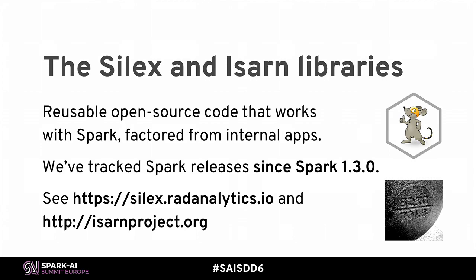So the two libraries that we're going to talk about today are the Silex and Isarn libraries. These are libraries we've developed. They're reusable open source code that we've mostly factored from internal applications. But we also use these as sandboxes for new ideas. Like maybe we had an idea that we didn't think was fully baked and we didn't want to submit it as a PR to Spark. So we'd put it in one of these libraries.